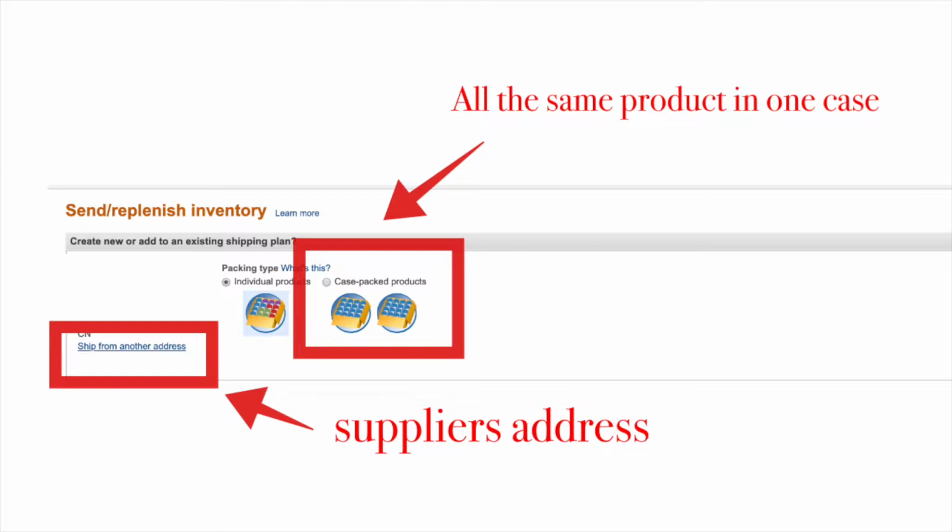And then next, for all FBA products, we will do case pack products because you are sending multiple of the same product in a box. So that's how we're going to do it. The other one is more so for retail arbitrage, when you're sending a bunch of different products in one big case.